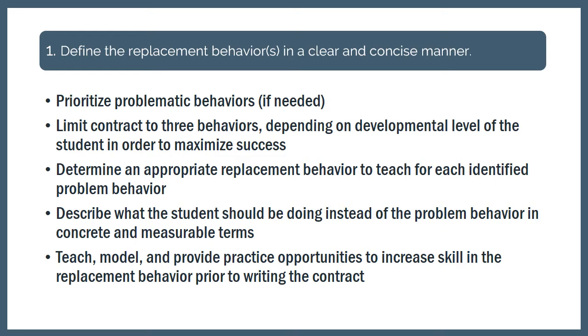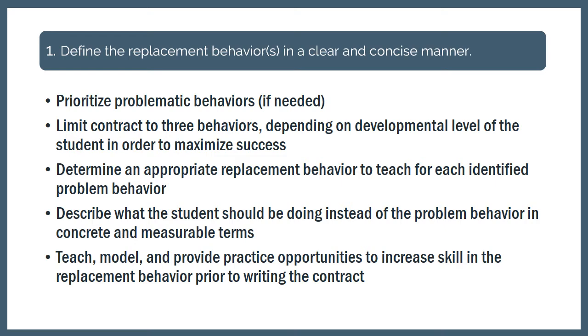The first is to define the replacement behavior or behaviors in a clear and concise manner. To do this, prioritize problematic behaviors if there are multiple, to allow the contract to focus on only 1 to 3 behaviors. After those have been selected, determine an appropriate replacement behavior to teach or request instead of the identified problem behavior. Describe the appropriate behavior you'd like to see the student demonstrate in brief, concrete, and measurable terms.